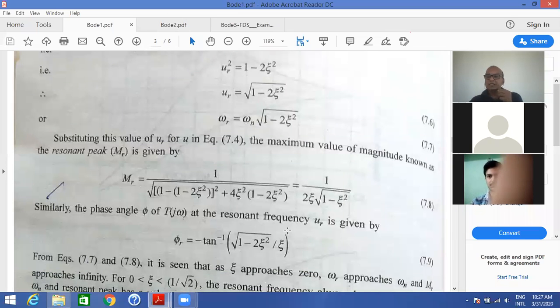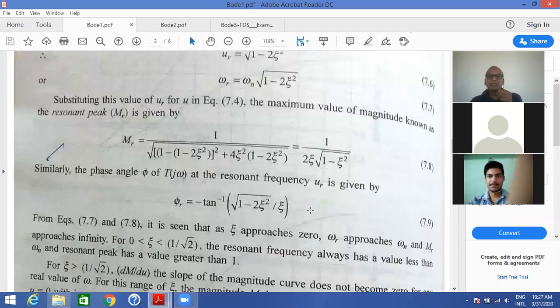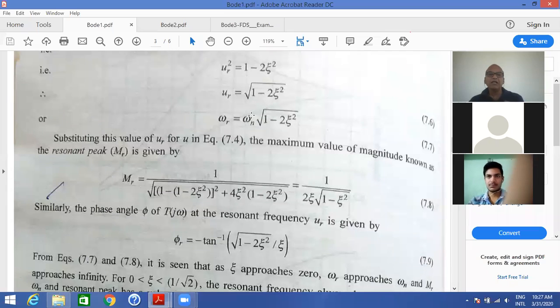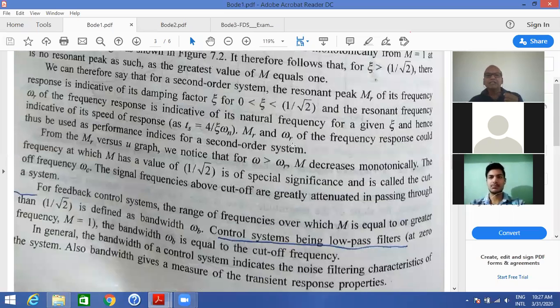Then phi r equals minus tan inverse of under root 1 minus twice zeta square upon zeta. These are the frequency design specifications: omega R, UR, Mr.